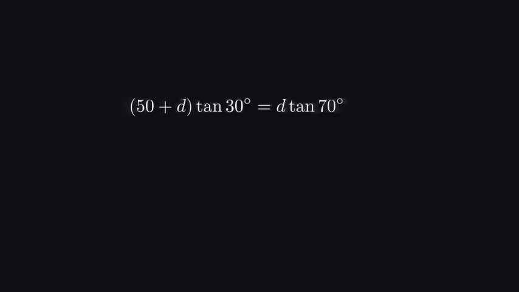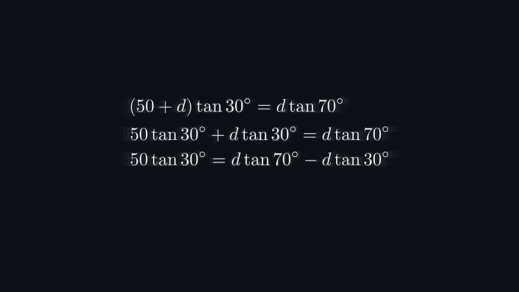(50 plus d) tan of 30 degrees equals d tan of 70 degrees. 50 tan of 30 degrees plus d tan of 30 degrees equals d tan of 70 degrees. 50 tan of 30 degrees equals d tan of 70 degrees minus d tan of 30 degrees. 50 tan of 30 degrees equals d, tan of 70 degrees minus tan of 30 degrees.